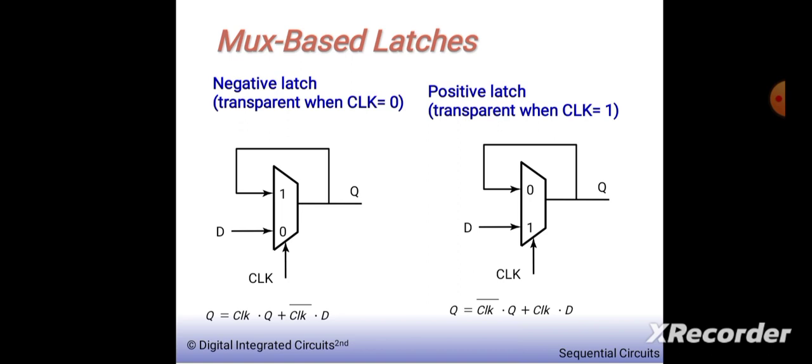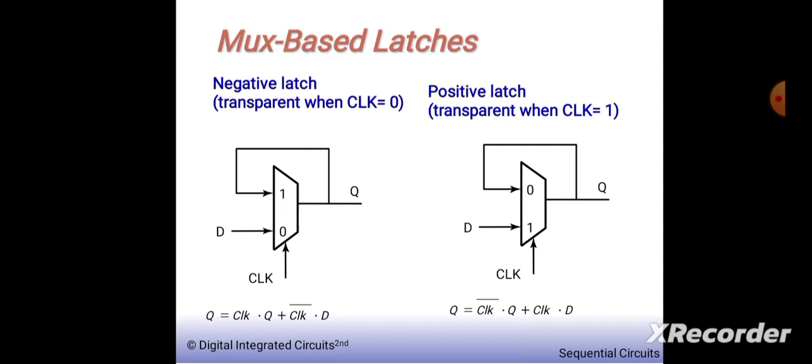Today we are going to see the mux based latches. You can see here a negative latch and a positive latch. Negative latch means it will be transparent when clock is equal to 0. The input is given to the low input, the low state of the mux, and the output depends on the clock as well as Q: Q = clock·Q + clock bar·D, which means that the output of your current state depends on the present input as well as the previous output.